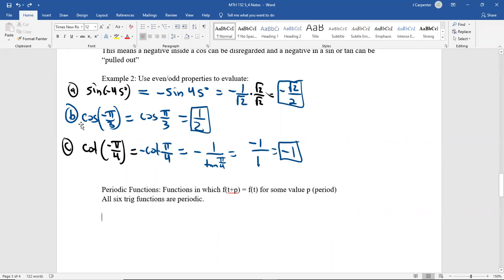All 6 trig functions are periodic. We've established this with the idea of angles being coterminal. So 0 degrees and 360 degrees are essentially the same because they're coterminal. It doesn't matter whether you try and find the cosine of 0 degrees or the cosine of 360 degrees. You will get the same answer because you are in the same position in terms of relative rotation.